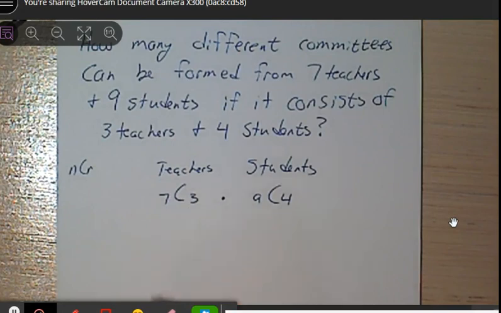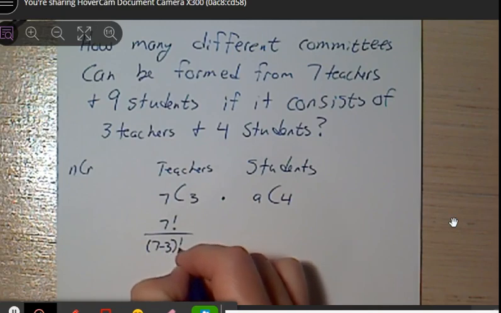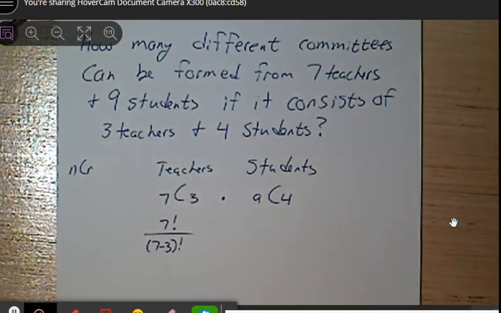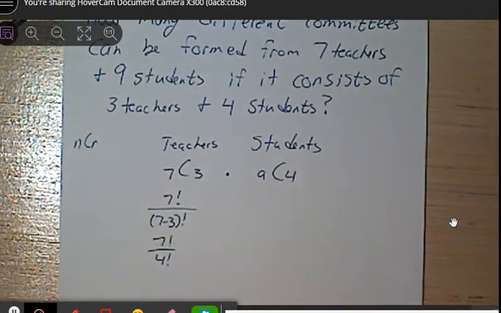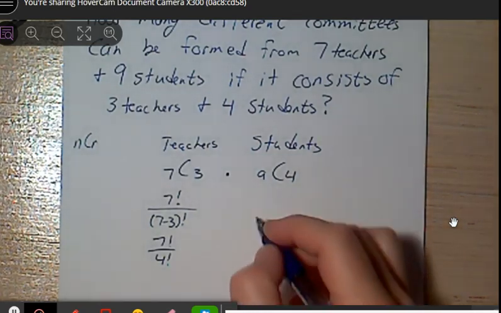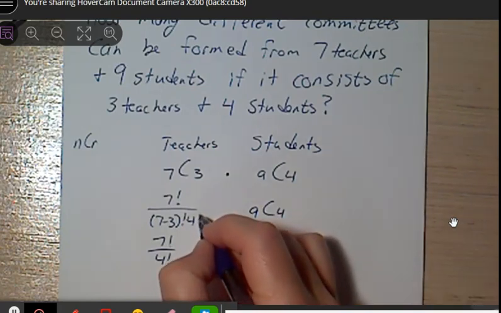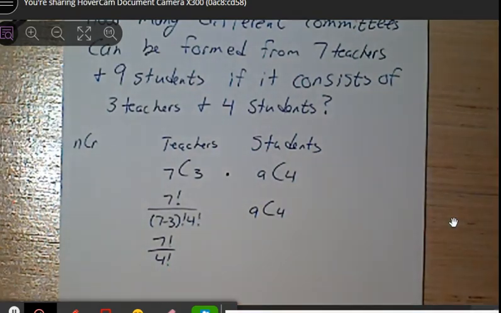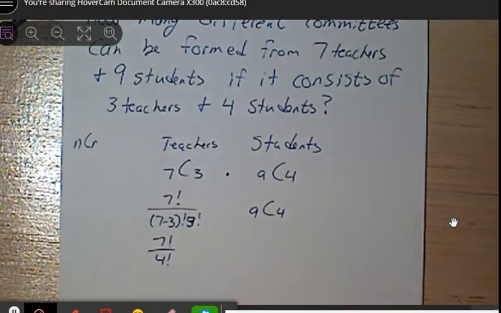All right, if we do 7C3, that is 7 factorial over 7 minus 3 factorial, which is 7 factorial over 4 factorial. So everything from 4 down is going to cancel. Same thing when we do the 9C4 over here. Oh, forgot my next part there. Sorry. All right, that's 3, so that's 7 minus 3 factorial and then 3 factorial.